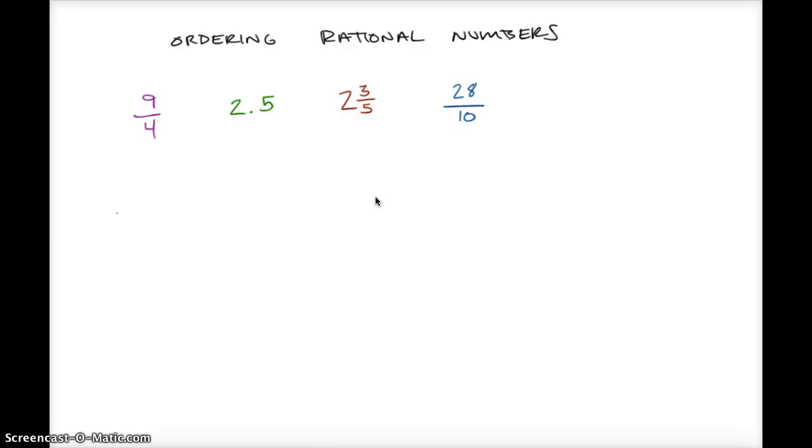Alright, ordering rational numbers, there's really a ton of ways you can go about doing this. It's what you feel the most comfortable with. But you want to be able to put these numbers in order, and from first glance, it's kind of hard to tell which is which. I know these two are probably going to be pretty close because I know 3 is half of 6. 28 tenths, I'm not sure what that'll be. 9 fourths, I'm not sure what that'll be.